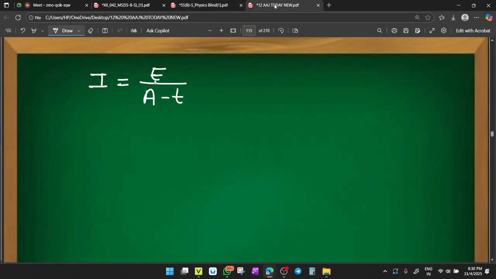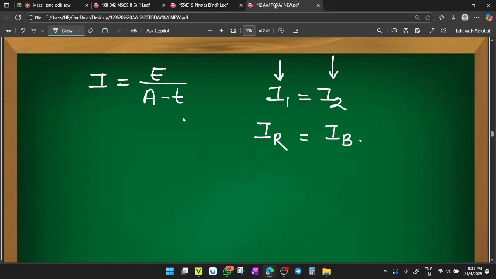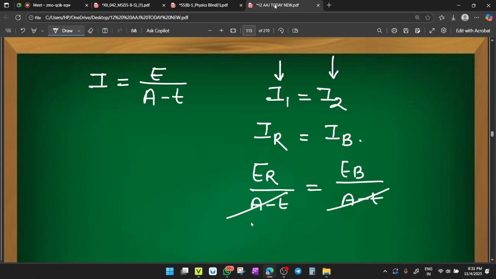So they have equal intensity, which means I1 equals I2. Clear or not clear? For both cases, I1 equals I2. This means I red equals I blue. When both quantities are equal, you can write E red upon area red and time red, and E blue upon area blue and time blue. So both cancel. It means you write E red equals E blue. Both energies will be the same.